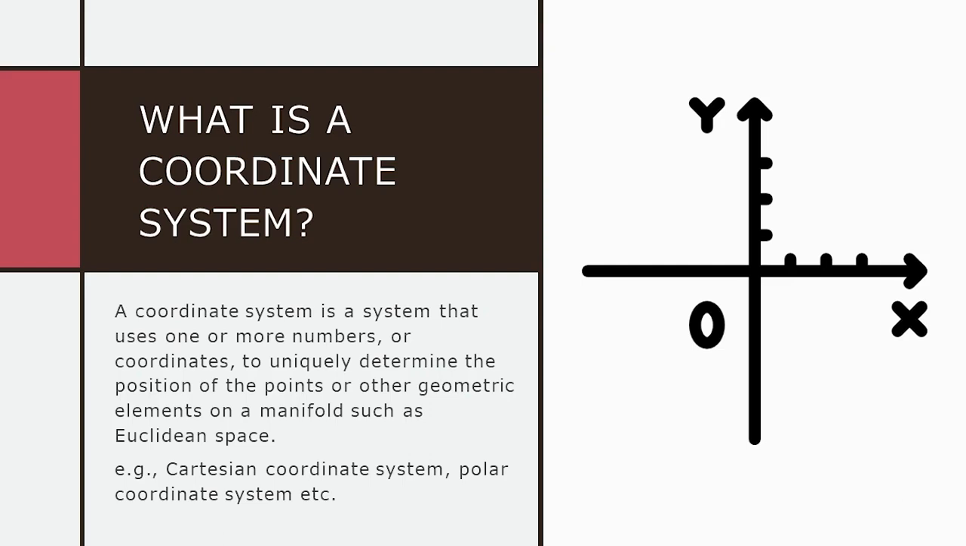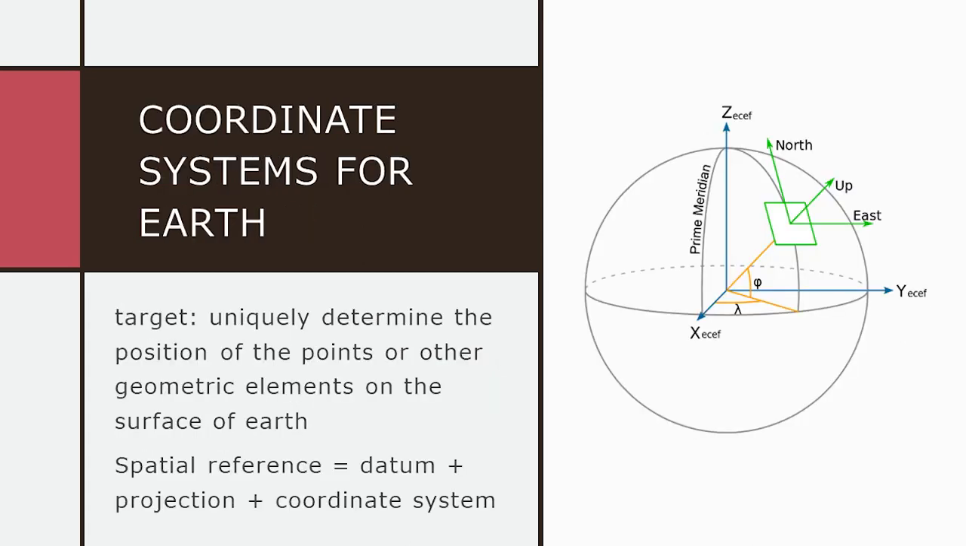A coordinate system is a system that uses one or more numbers or coordinates to uniquely determine the position of the points or other geometric elements on a manifold, such as Euclidean space. There are many coordinate systems. Some of them are Cartesian coordinate system, polar coordinate system, etc. We also have some coordinate systems for locating things on the surface of Earth. They are called geographic coordinate systems.